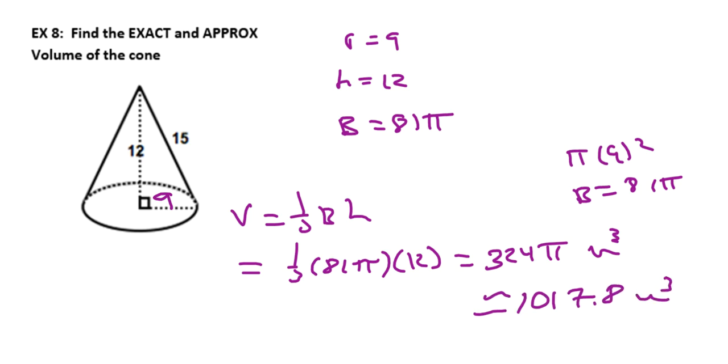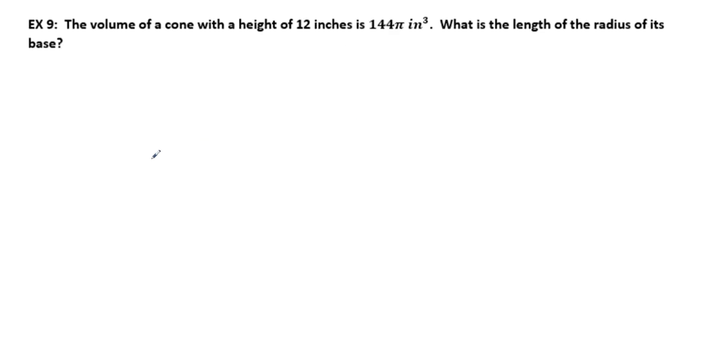Okay, so sometimes we get a little bit more interesting. So what we have here is a cone with a height of 12 and a volume of 144 pi. First thing you want to do is write down your formula. Volume is equal to 1/3 pi r squared, area of the base, times height. All right?